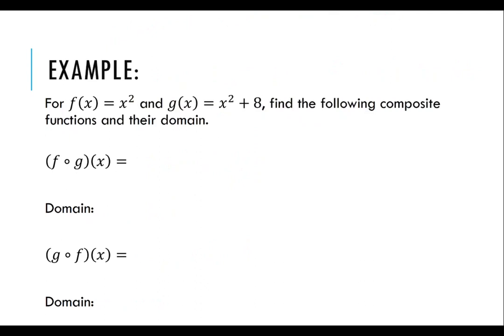So let's do another. f of g, f of g of x, that's just going to be, everywhere we see the x, we replace it with the entire function g, so that's going to be (x squared plus 8) quantity squared. So that's f of g of x.